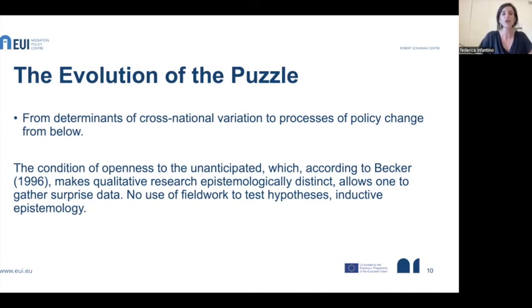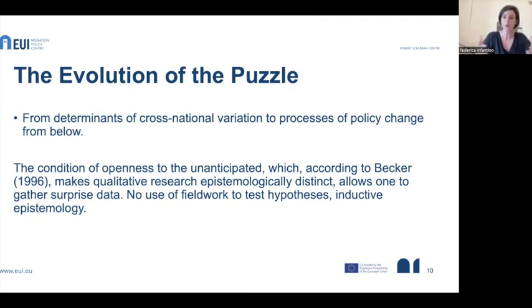And so here, this epistemological stance allowed me to also change my research questions in the process of the research, and also to change the puzzle of my research, which shifted from the determinants of cross-national variation. So I found cross-national variation in the implementation of this common policy by national consulates. And I found determinants, different factors that can explain these variations.